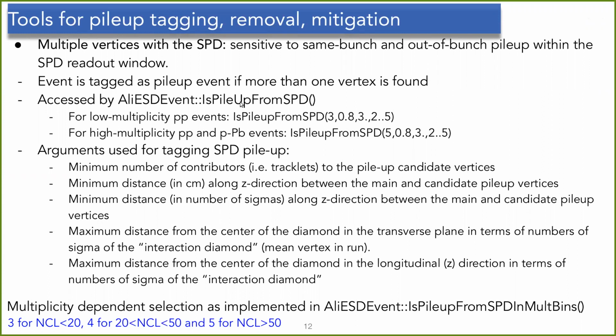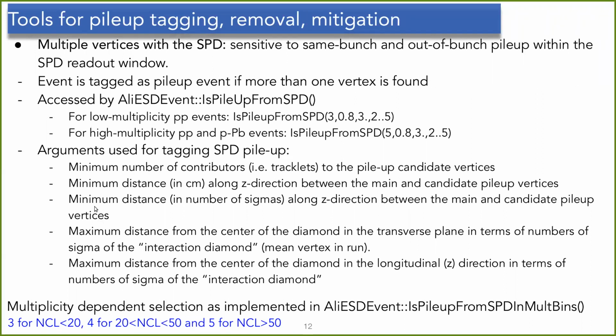Now in this function, you have several arguments. You can see I have put some numbers here. So what do these arguments mean? These arguments give you some freedom to control the selection on the vertices, or the selection on the same bunch pileup or the out of bunch pileup in the SPD readout. Here I have quoted these arguments.